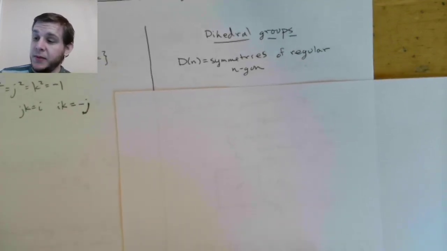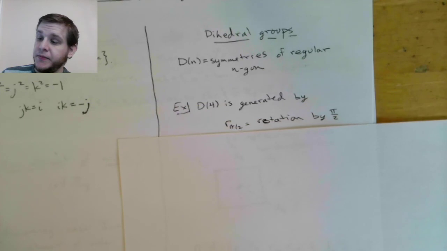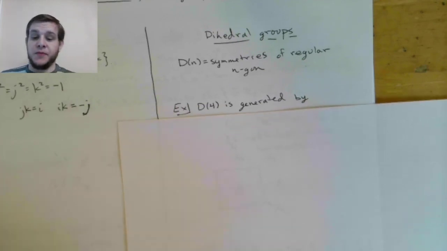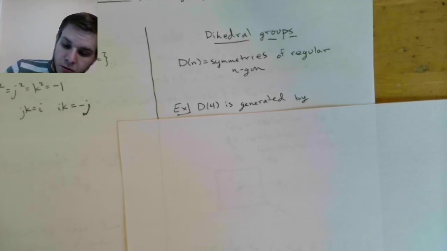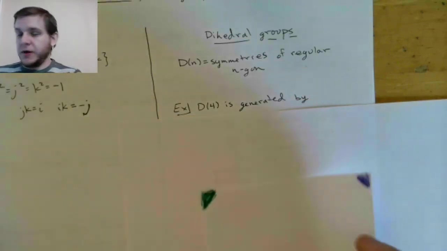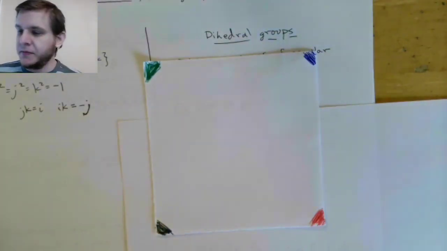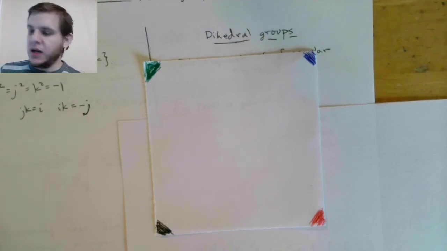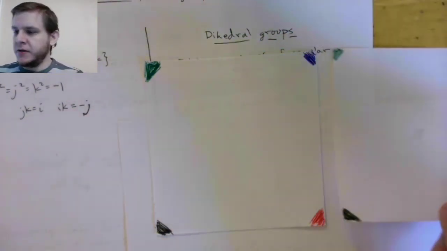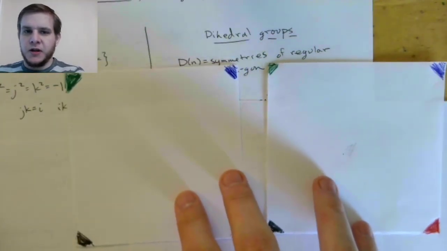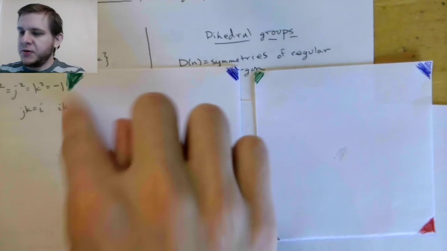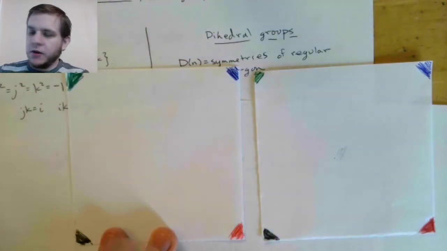So let's think about an example of this. Let's look at D4. D4 is going to be the set of symmetries of a square. So here's a square. I've drawn out a little square, and I've got a second one here that we'll see will play an important role because we want to see how to transform this first one. So I need to keep track of the references. And I've labeled the corners according to colors: green, blue, black, and red.